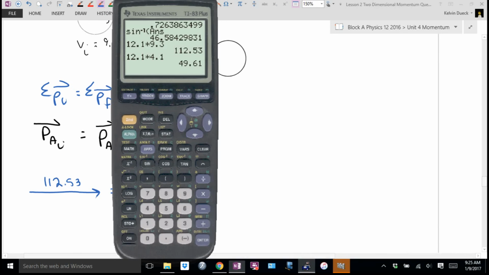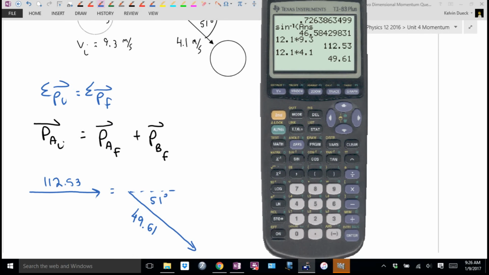Again, the most common mistake I see, and unfortunately I got to start giving zeros for everything. Kids do this. They go, oh, 112.53 minus 49.61. Oh, the other object must have 62.92 because, Mr. Duick, momentum is conserved. No, it's conserved here. It is, but it's vectorially. We're going to be doing some trig. It's not straight, add them up. If they were in a straight line, we could do that. They are not.